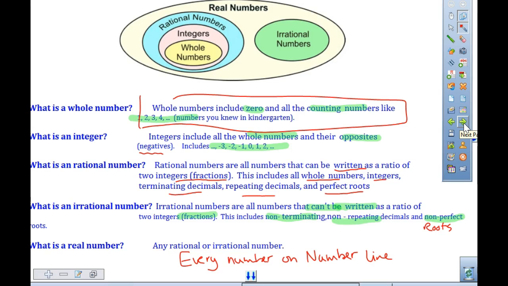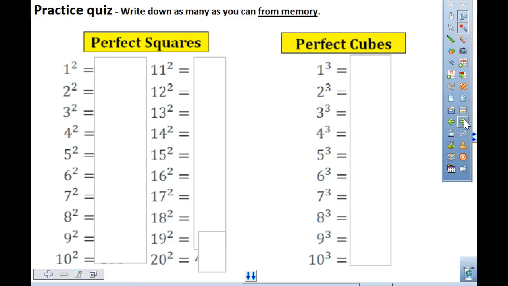If you have notebook paper, I'm going to have you take it out. We're going to do this right now. I want you to write down as many of these as you can. And if you don't have notebook paper, raise your hand so that I can give you a piece of paper. Do this right now. Write out as many as you can. Go, 1, 4, 9, right? Go, go, go. Just raise your hand if you need paper.